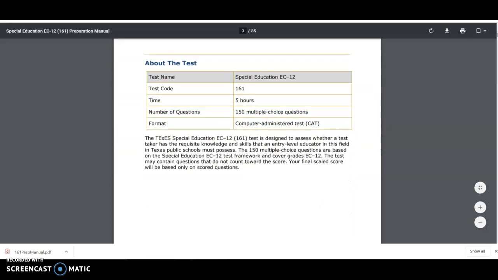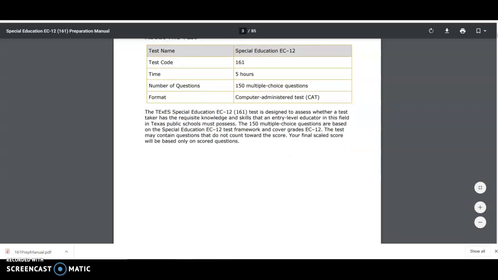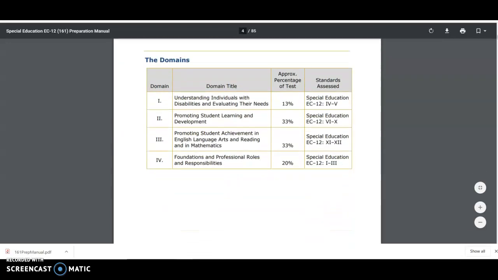If you are going to be certified as a special education instructor, then this is going to be one of the exams you're going to be taking. This one is 5 hours. It is computer administered, and it has 150 multiple choice questions. Your PPR exam will be 100 questions, also 5 hours in terms of your time limit, and will be computer administered as well.